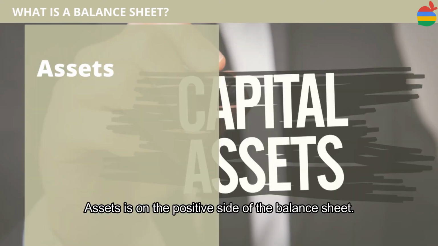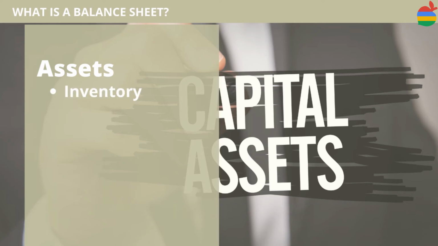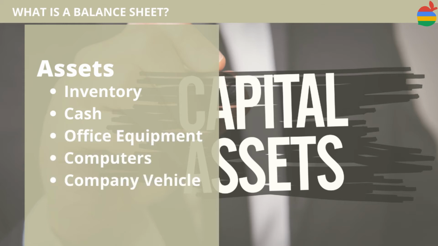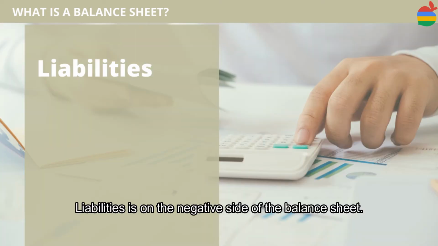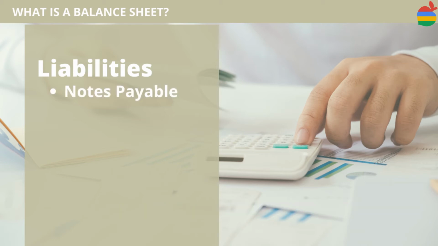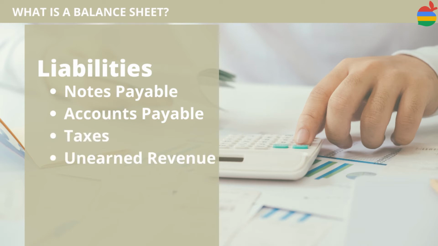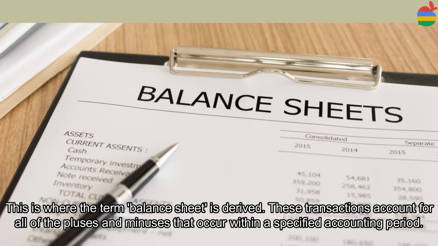Here are a few examples of assets and liabilities. Assets are on the positive side of the balance sheet, which includes inventory, cash, office equipment, computers, and company vehicles. Liabilities are on the negative side of the balance sheet, which includes notes payable, accounts payable, taxes, and unearned revenue. That's where the term balance sheet is derived. This accounts for all the pluses and minuses that occur within a specified accounting period.